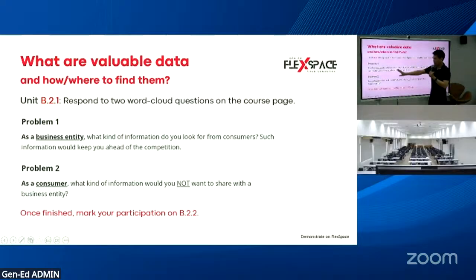And for problem number two, let's just switch sides. As a consumer, you must think, what kind of information would you not want to share with a business entity? You may be concerned about your privacy. You don't want to tell them that information. You are afraid that the business can utilize the information or use it against you. So you try not to let the business entity know that information. Okay, we have two problems. And I'm going to show you on FlexSpace. So follow me to the FlexSpace platform.